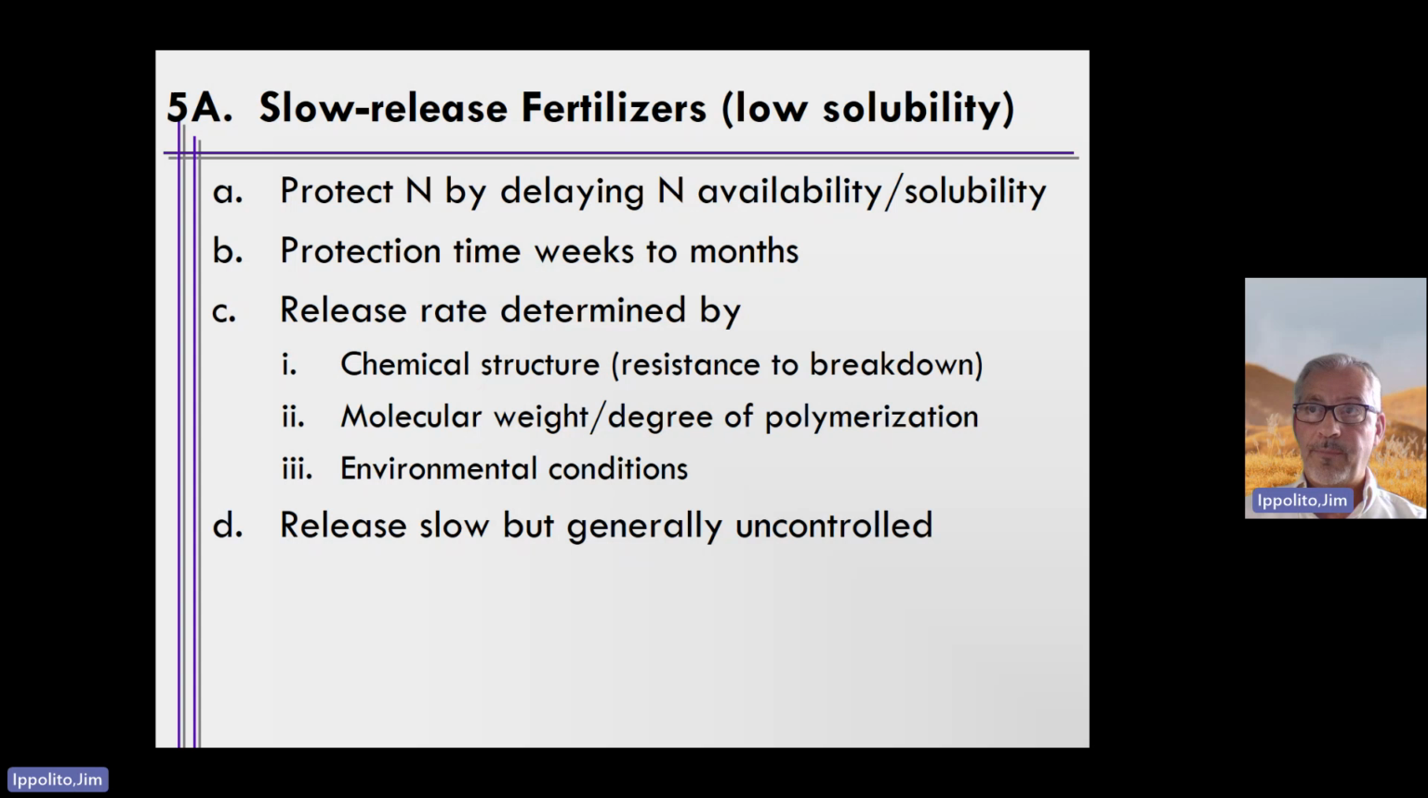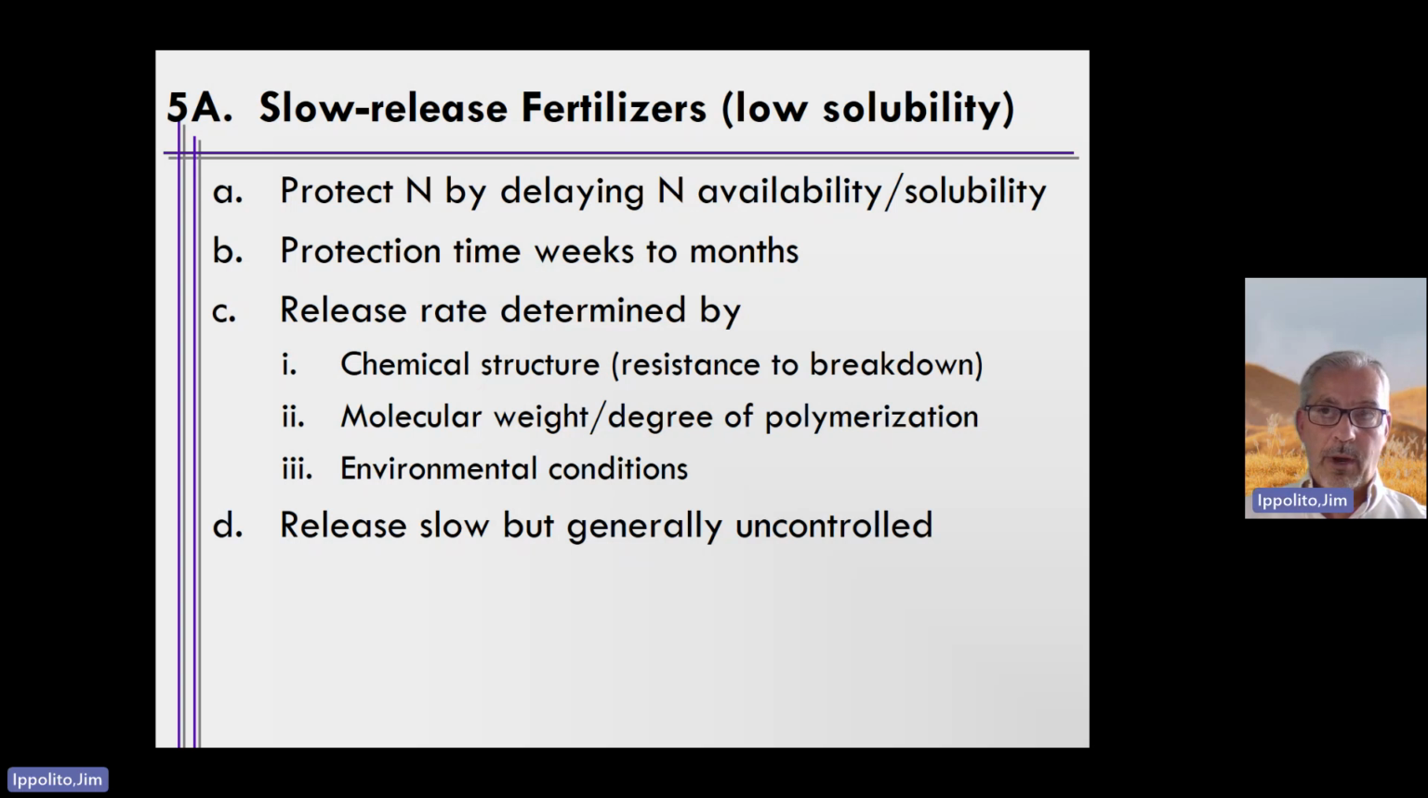dependent on three different things. It's dependent on the chemical structure that's placed around the fertilizer prill itself, or it's protected or controlled. The release rate is determined by the molecular weight or degree of polymerization of the product that's placed around the prill, the fertilizer pellet. And the release rate is determined by environmental conditions, moisture and temperature.